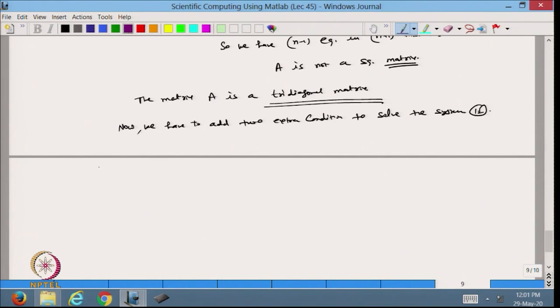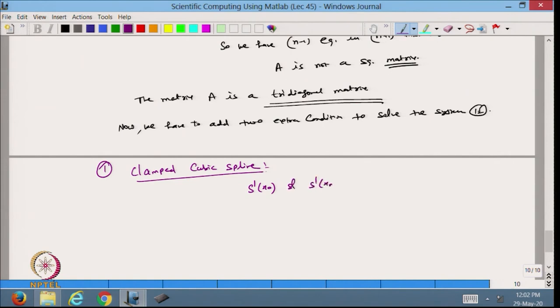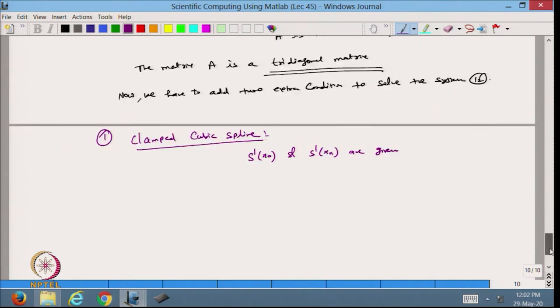So, case 1, we call it the clamped cubic spline. Clamped cubic spline means we define that S dash at x naught, the left boundary condition, and S dash at x n are given. So these values are given to us. That is called the clamped cubic spline, because the derivative at the extreme left and the extreme right is given to me.